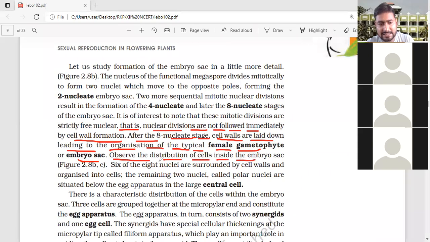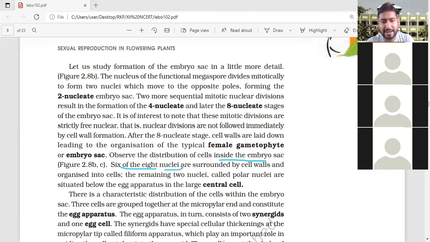Observe the distribution of the cells inside the embryo sac. Six of the 8 nuclei are surrounded by cell walls and organized into cells, and the remaining 2 nuclei, called polar nuclei, are situated below the egg apparatus in the large central cell. Of the total 8, 6 are surrounded by cell walls and organized into 6 different cells. That is why this structure is called the 7-celled, 8-nucleated structure.